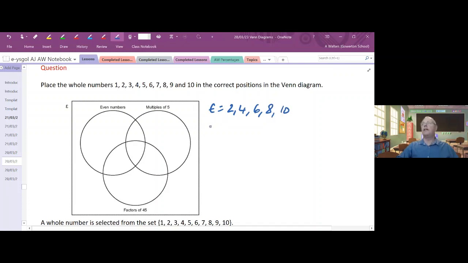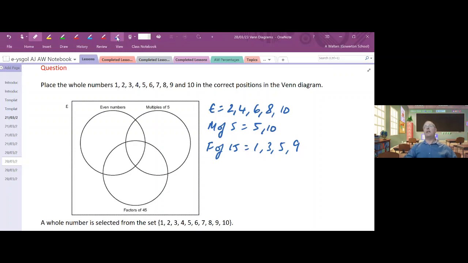The multiples of 5 from that list are just 5 and 10. The factors of 15 are 1, 3, 5, and 15. And there is nothing common to all of them, so I can't put anything in the center there. There's nothing goes in there.